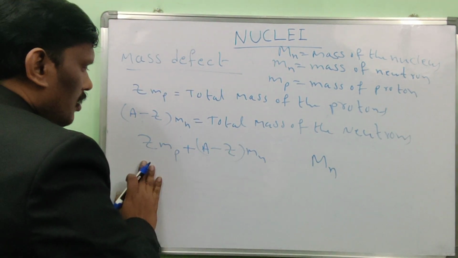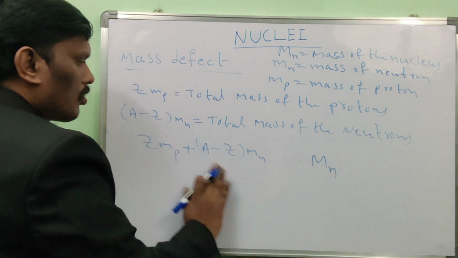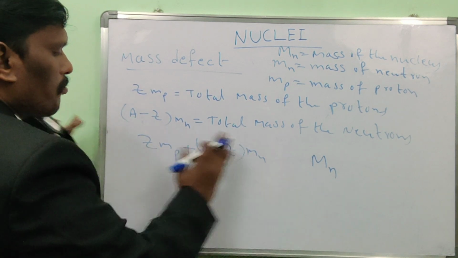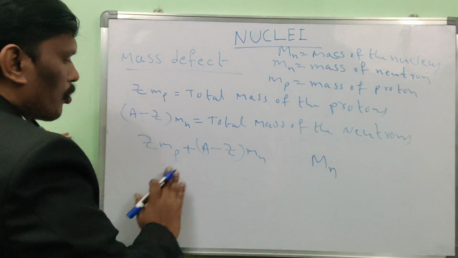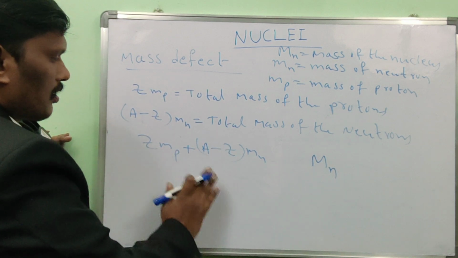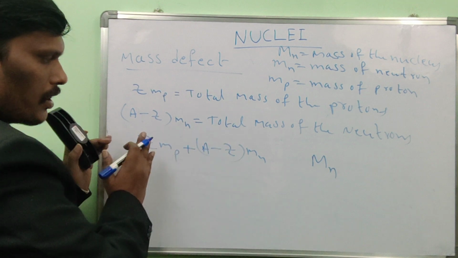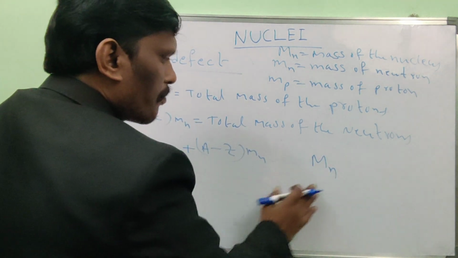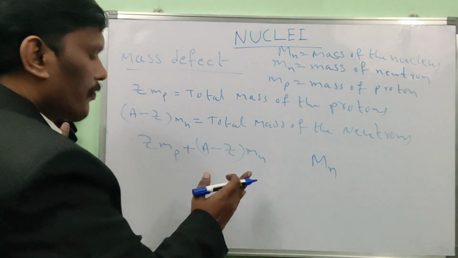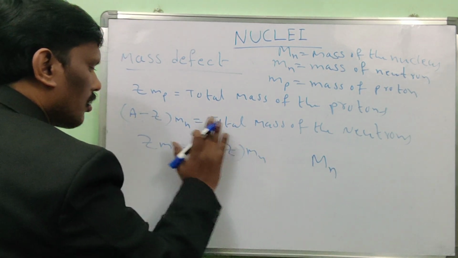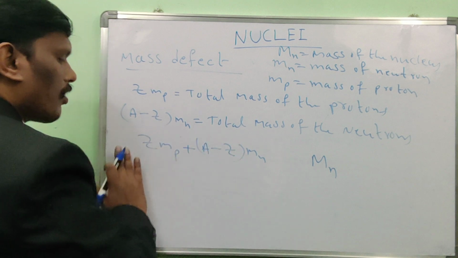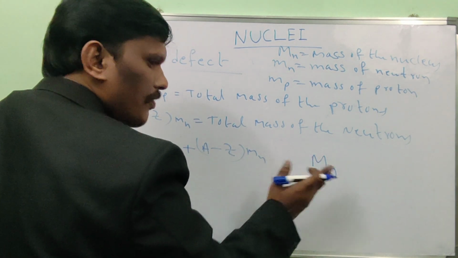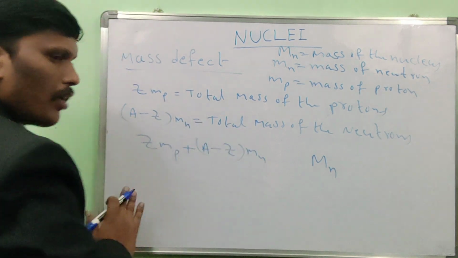So this is the total mass of the protons and the total mass of the neutrons before formation of the nucleus. By combining these two types of particles, protons and neutrons, a nucleus will form. That nucleus mass is M. This is the total mass of all the particles before formation of the nucleus. This is the mass of the nucleus after formation from these particles.